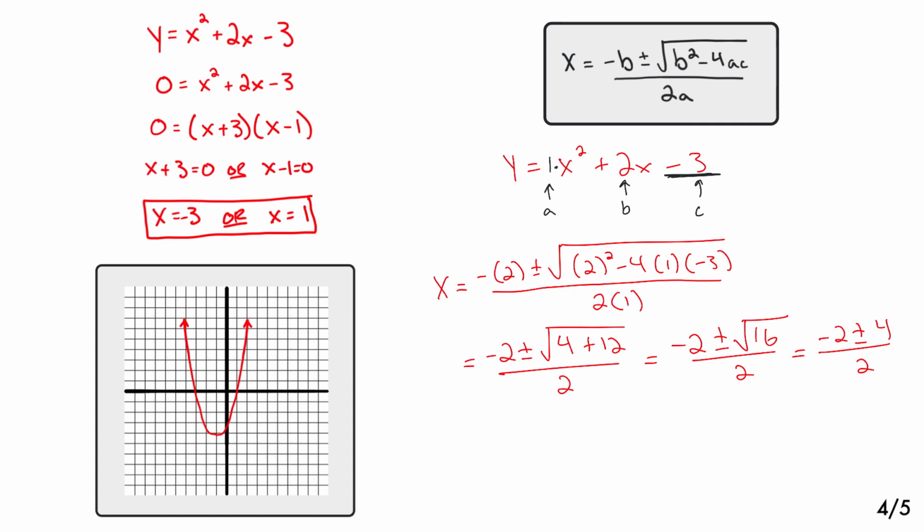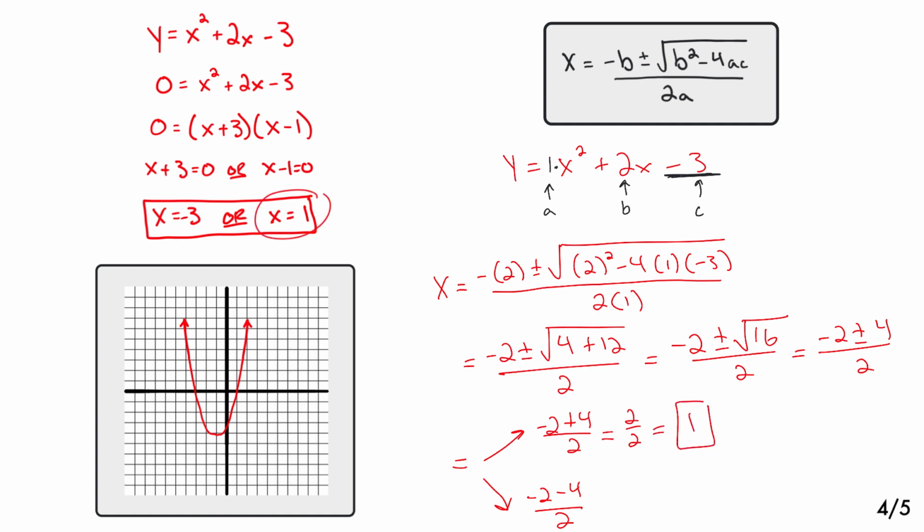Once you get to this step and you do the square root, this is where it'll branch into 2 different equations. One's going to be negative 2 plus 4 all over 2. The other one's going to be negative 2 minus 4 all over 2. So for one of them we use the plus sign, the other one you use the minus in the plus or minus. Negative 2 plus 4 is 2. 2 divided by 2 is 1. There's one of my answers.